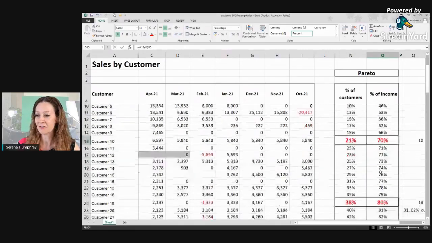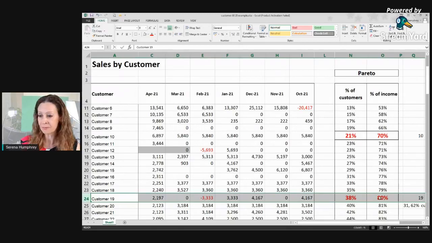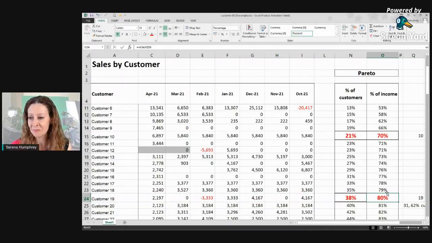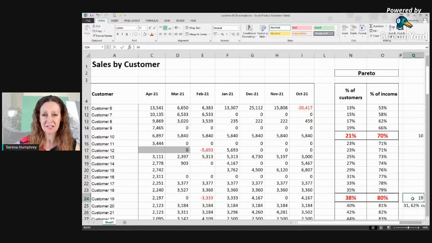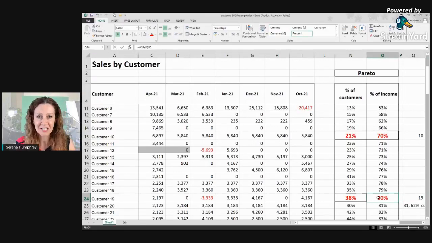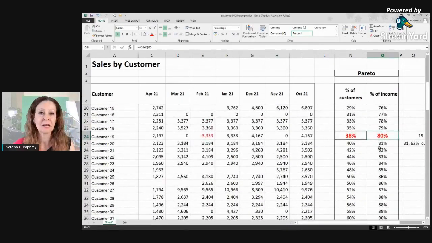And if we follow that logic down a bit further, we can then see by customer 19, 80% of our income is coming from that 38% of customers. So in our case, we've got this 20-70 rule going on, then we've got this 38-80. But nonetheless, the principle is the same. Most of our results are coming from a relatively small number of customers. So in this case, 19 out of 50 customers make up 80%, almost all of our turnover. And then conversely, we have 31 customers making up the last 20%.